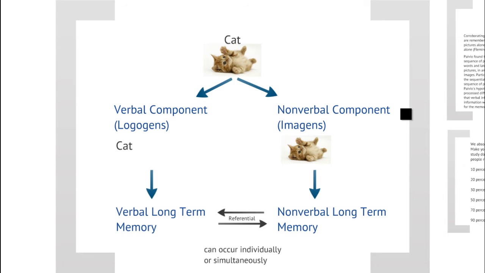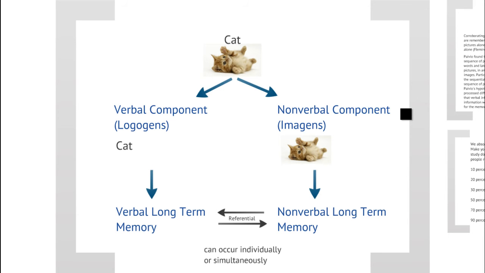What it stands for is, think about cat, right? On the left side, you have the verbal component, cat, also called a logogen. On the right side, you have the nonverbal component, the image of a cat. And both of these go in separate processes which get stored in your long-term memory, your verbal long-term and your nonverbal long-term. And they can occur individually or simultaneously.